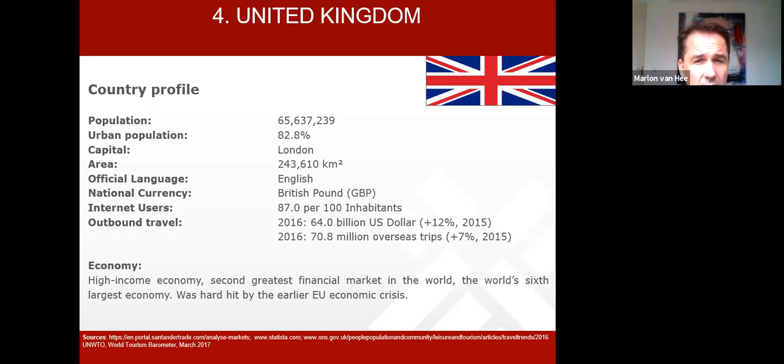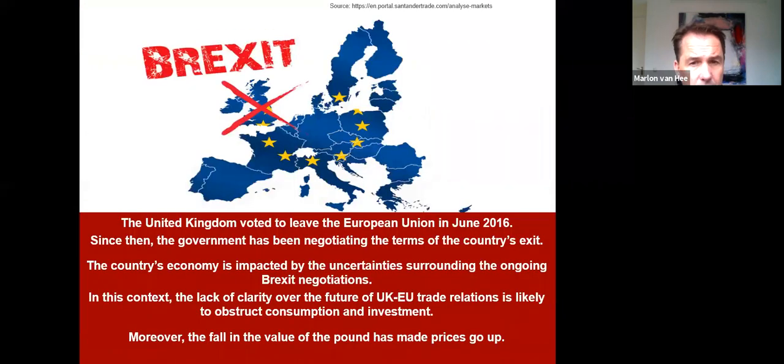Urban population, 83%. So a lot of people live in the urban cities. So think about when you do advertising, focus on urban areas to have a high coverage. London is the capital. They are not using the euro in the UK. They have the British pound. Internet using a lot, some figures about the outbound travel market, high income economy, etc. So just a quick profile.